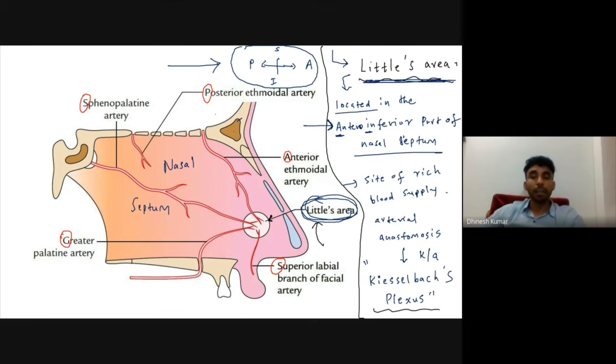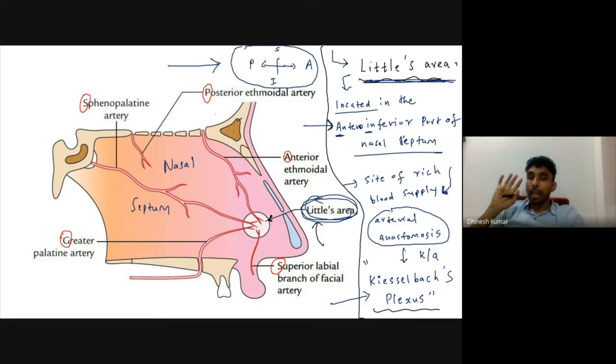And what is the importance of Little's area? It is the site of rich arterial supply. There is one arterial anastomosis formed at Little's area, which is named Kiesselbach's plexus. So what is Kiesselbach's plexus? It is the anastomosis formed by the arteries at Little's area. It is an arterial anastomosis.